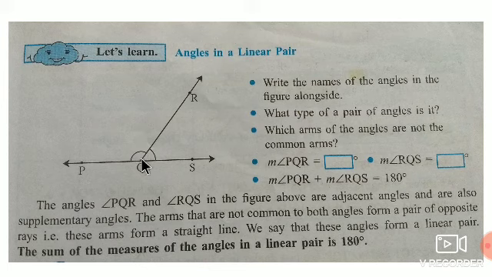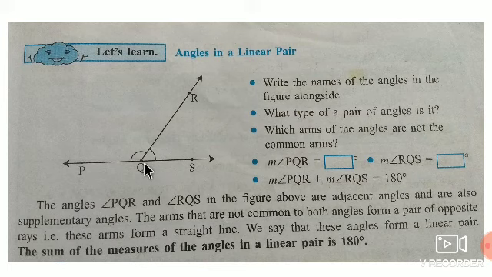These two angles, angle PQR and the angle RQS, have the common vertex. They have the common arm QR and the uncommon arms, QS and QP, are in opposite directions. So this pair of angles is called the angles in a linear pair.